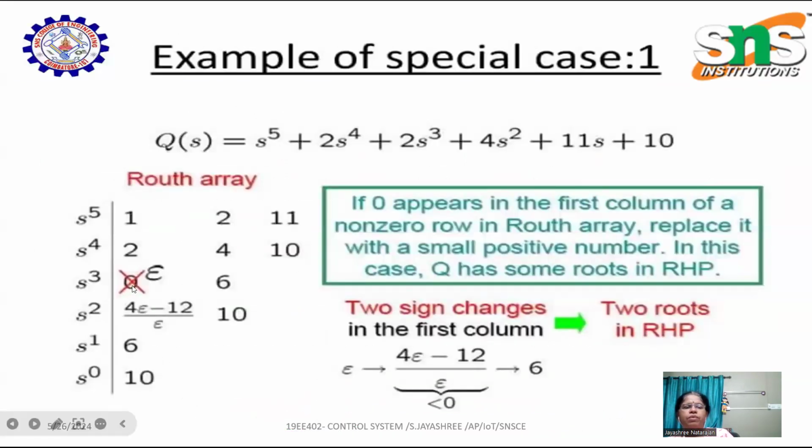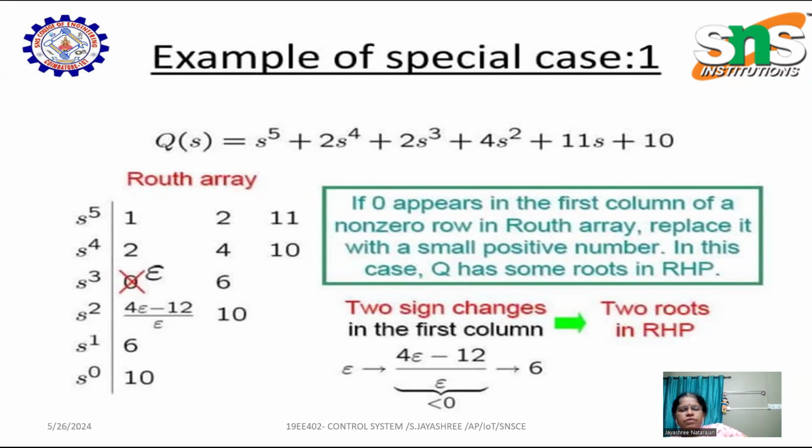If there is a zero in the first column, we have to replace the zero by epsilon, some common unknown variable epsilon. Then start proceeding as it is. Then calculate the values of C1, C2, C3, keeping epsilon as that number. In the next term we have 4 epsilon minus 12 by epsilon. So here we have to take the limit at the end, and continue it.